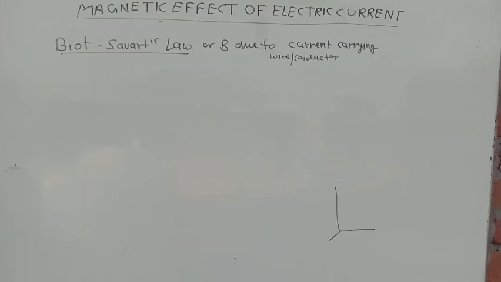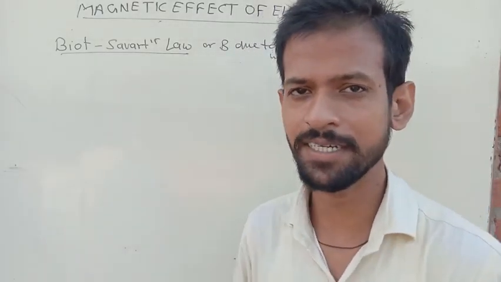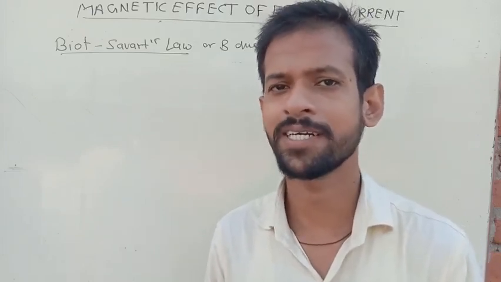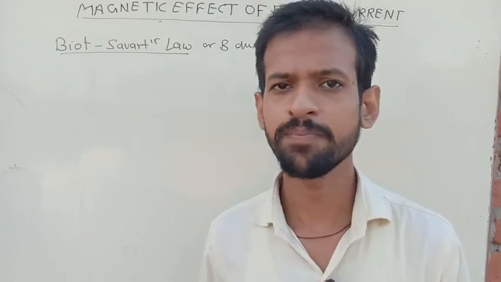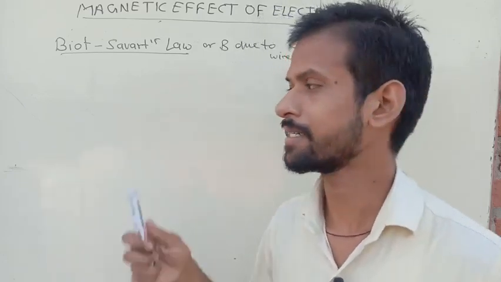Okay, Biot-Savart law and the magnetic field due to a current-carrying wire. This is basically a formula for the magnetic induction or magnetic field intensity due to a wire in which current is flowing. We have already studied that whenever a current is flowing in a conductor, a magnetic field is produced. What will be the magnetic field intensity for that current, we will discuss in this topic.